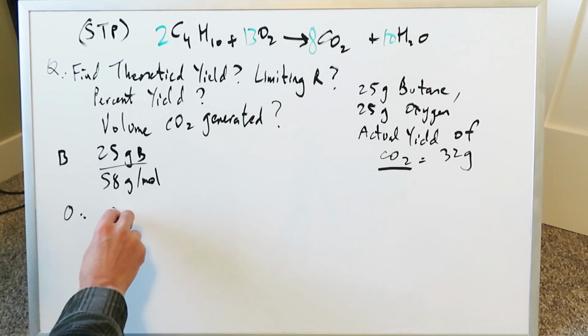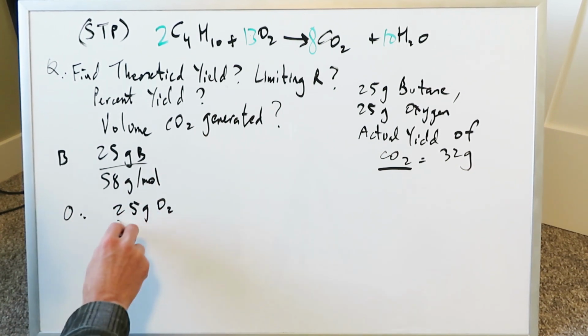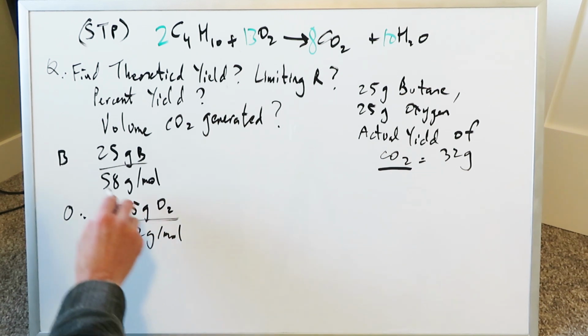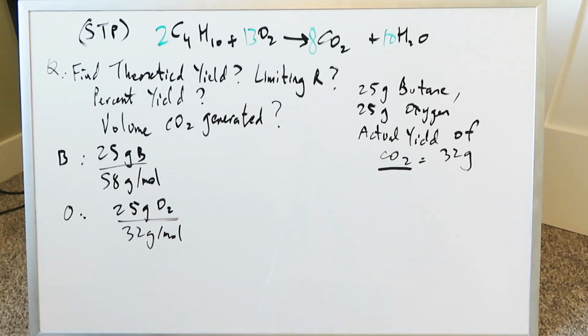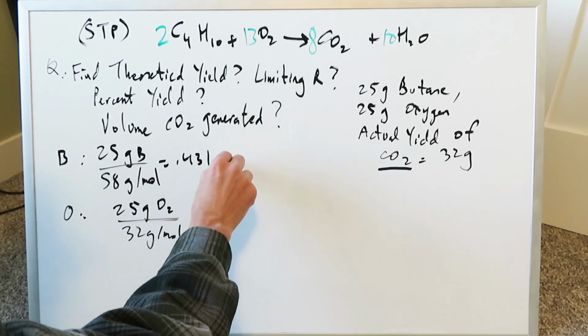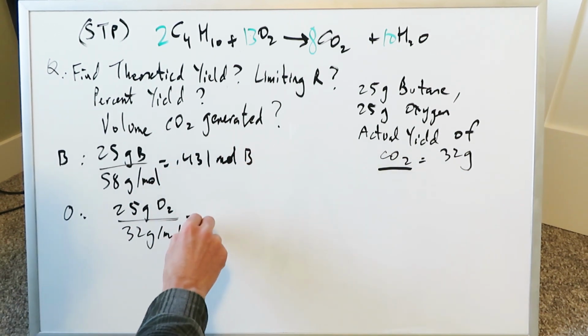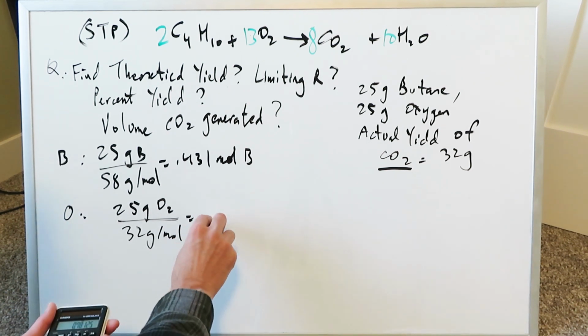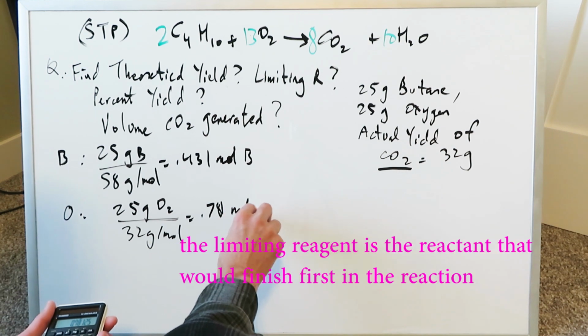What about oxygen? You have 25 grams of oxygen, but this is O2, divided by 32 grams per mole of O2. You have to do this calculation. Whichever one is a smaller number, that is your limiting reagent. 25 divided by 58, I'm getting 0.431 mole butane. Let's do this. 25 divided by 32, I'm getting 0.781 mole O2.